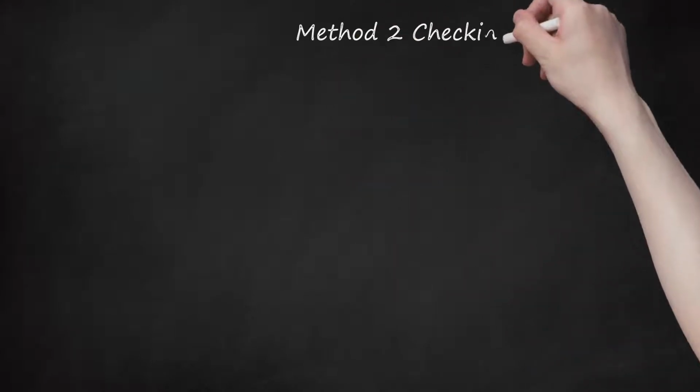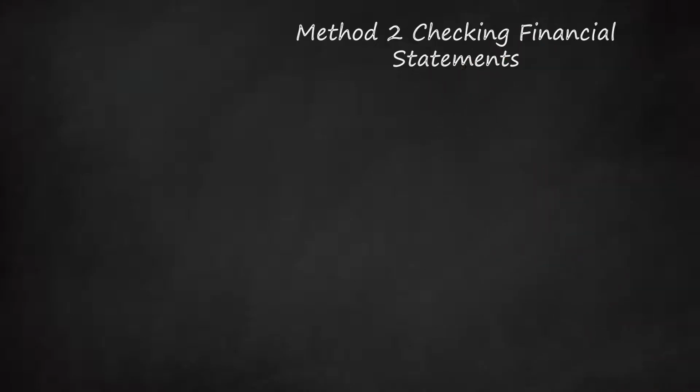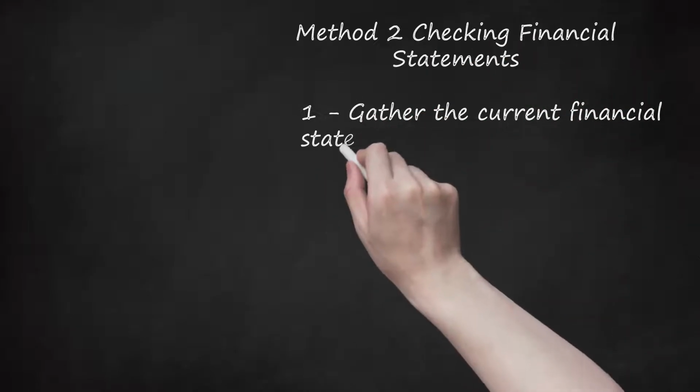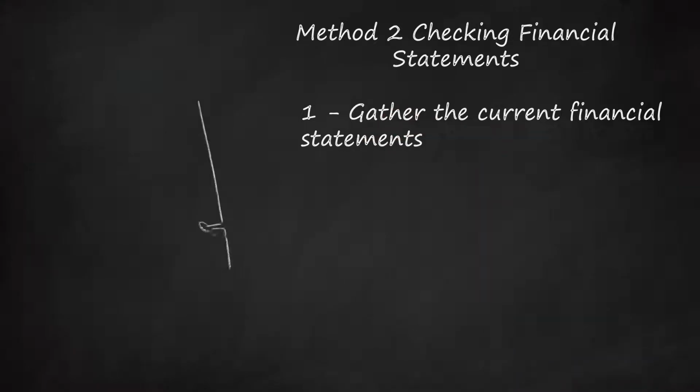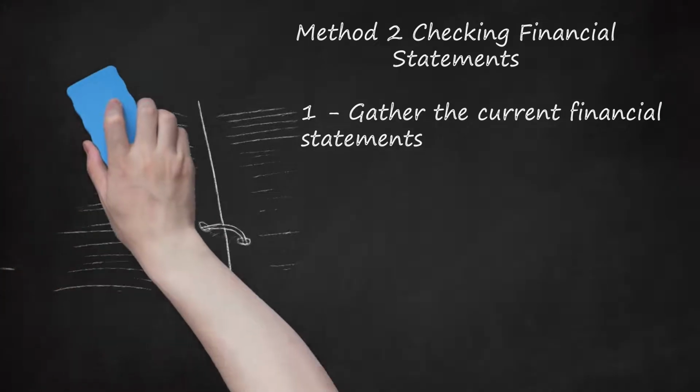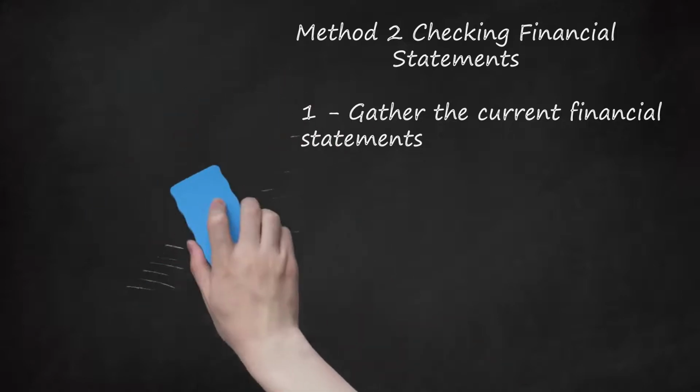Method 2. Checking financial statements. 1. Gather the current financial statements. Reconciliation in some cases can also mean making sure that the general ledger balances match the balances reported for the same accounts in that period's financial statements. Start by getting copies of the business financial statements. You'll need to compare line items on these documents to their equivalent accounts in the general ledger.